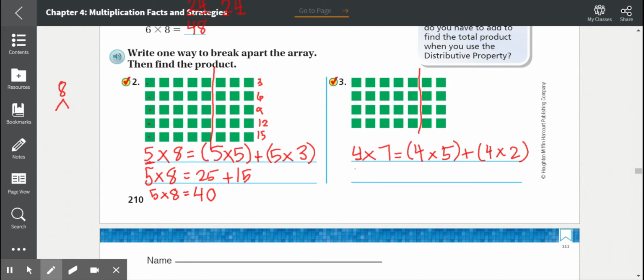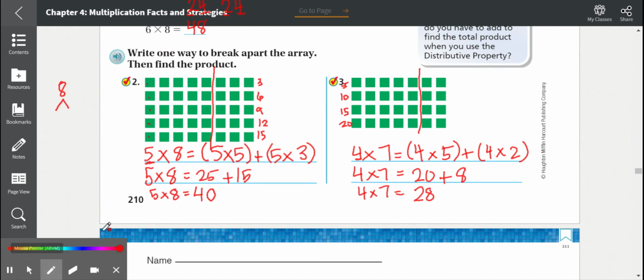Okay, so let's solve. Now we have 4 times 7. Again, always write that down. 4 times 5. Let's figure that out. So let's count by 5, 4 times. 5, 10, 15, 20. Plus, what's this array showing? What's 4 times 2? That's like doing 4 plus 4, which is 8. So then we know that 4 times 7 equals, well, let's add the 1. 0 plus 8 is 8. And then 2 plus nothing is 2, 28. Okay, let's turn the page and keep going.